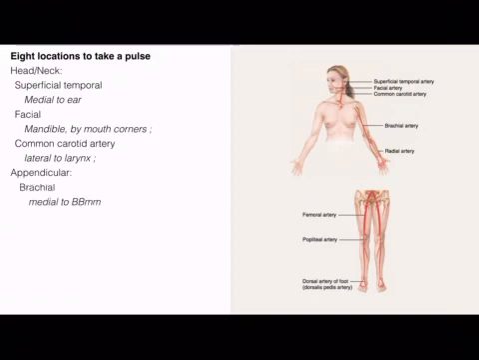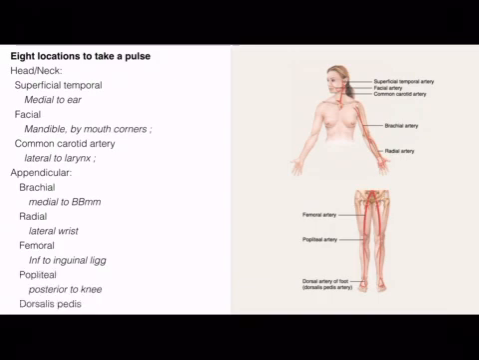Appendicularly, you obviously have your brachial, medial to biceps brachii. Radial, lateral wrist. Femoral, inferior to the inguinal ligament. Your popliteal is posterior to the knee, and then we all know dorsalis pedis.